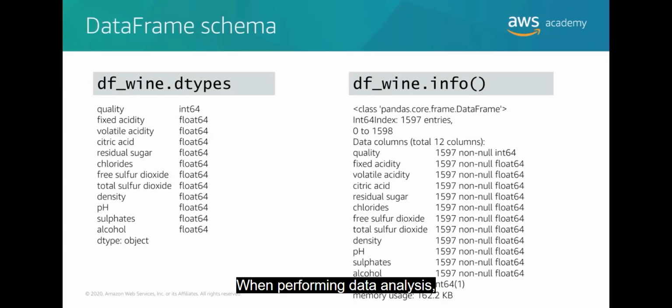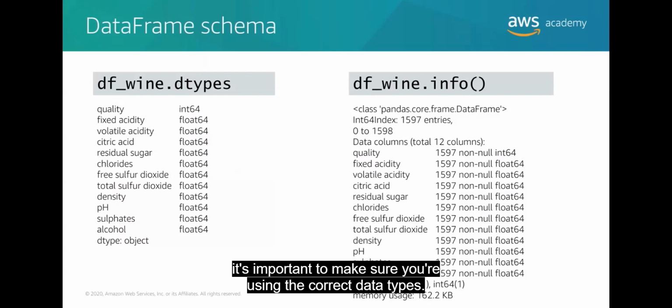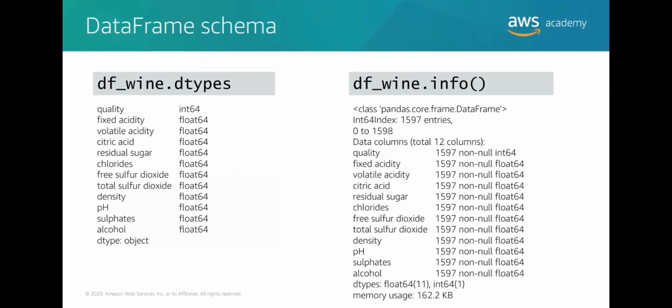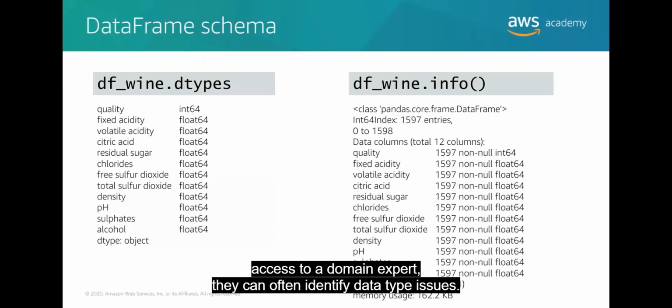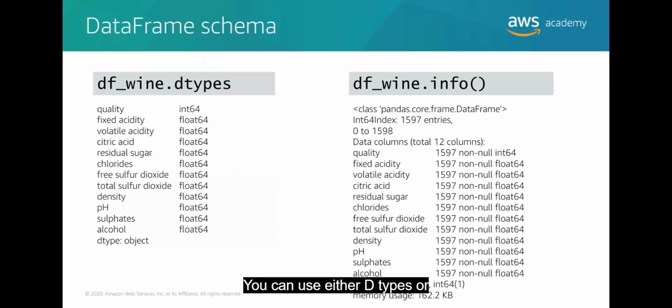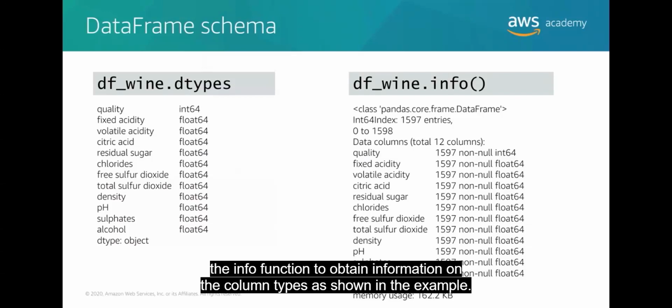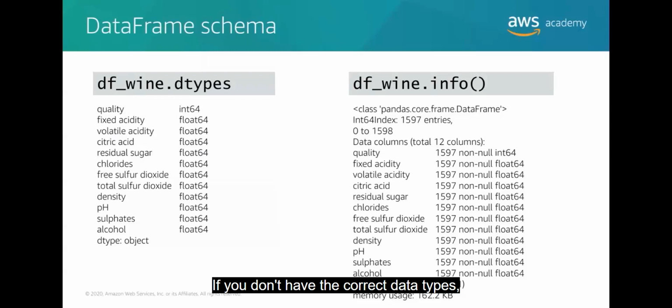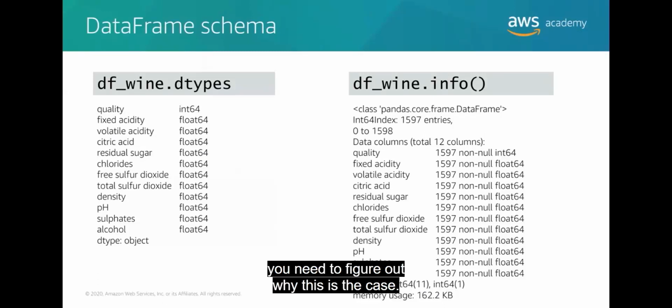When performing data analysis, it's important to make sure you're using the correct data types. In many cases, Pandas will correctly infer the correct data types when it loads data, and you can move on. If you have domain knowledge or access to a domain expert, they can often identify data type issues. You can use either dtypes or the info function to obtain information on the column types, as shown in the example. If you don't have the correct data types, you need to figure out why this is the case.